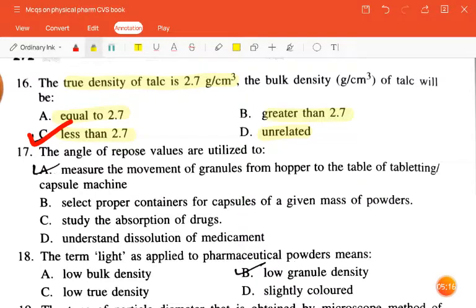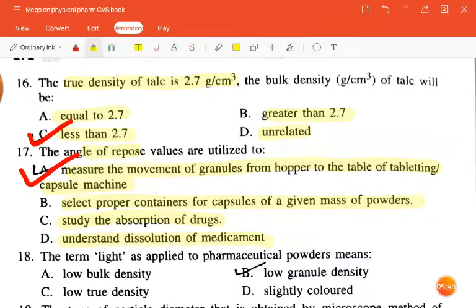The next question is: the angle of repose values are utilized to measure the movement of granules from hopper to the table of tableting or capsule machine, select proper containers for capsules of a given mass of powders, study the absorption of drugs, or understand dissolution of medicaments. So the correct answer is measure the movement of granules from hopper to the table of tableting.